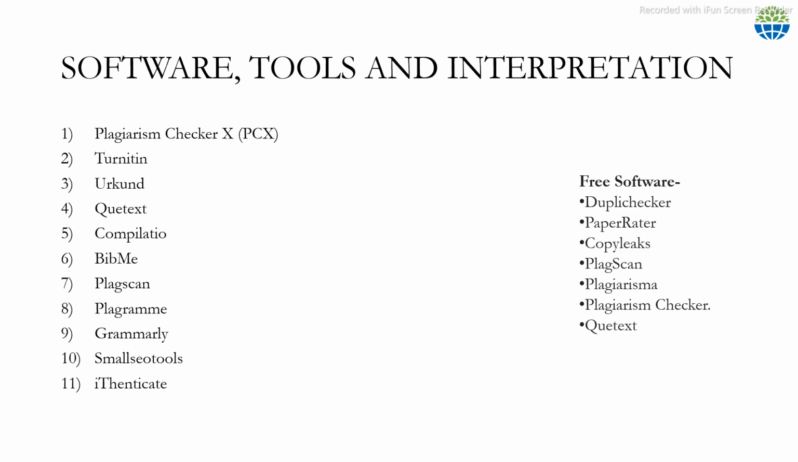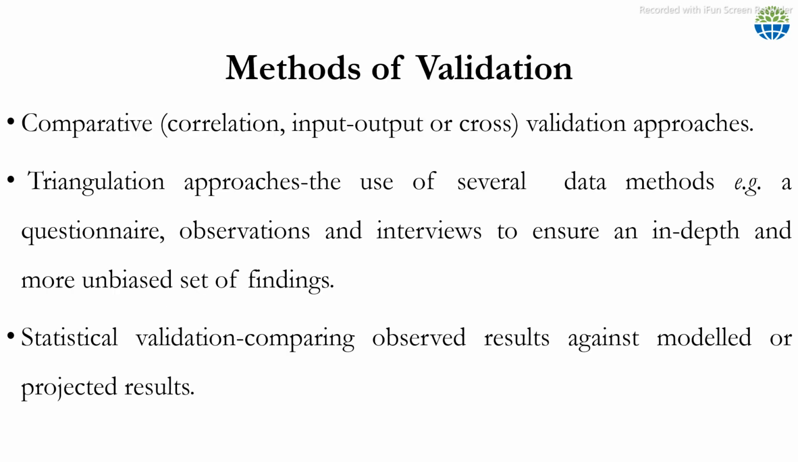Many software tools are available, and some are free. You can check Qtext, Plagiarism Checker, PlagScan, Copyleaks, Paper Data, Duplichecker, and many more. These are free software. You can search on the Google or Yahoo search engine and immediately find all the software.